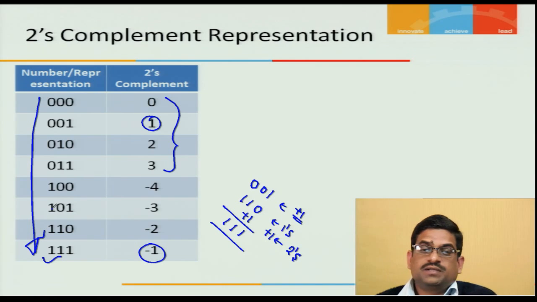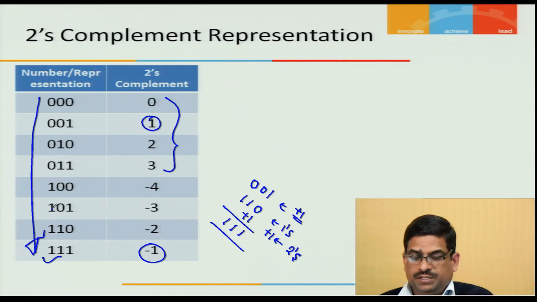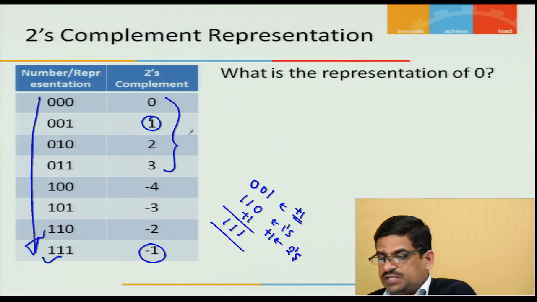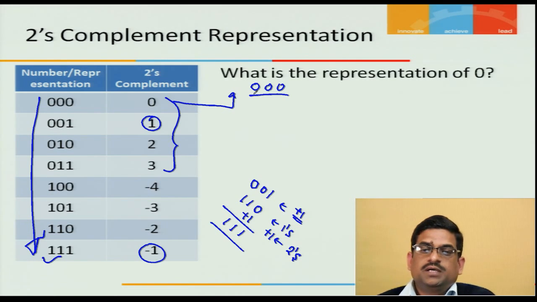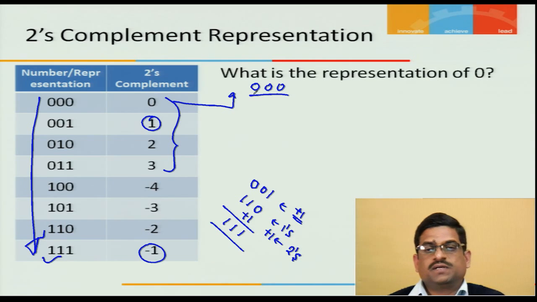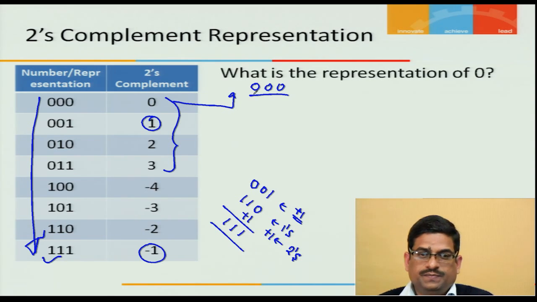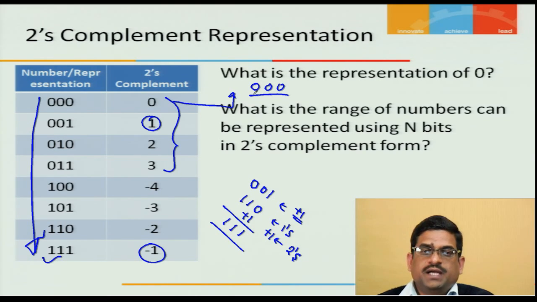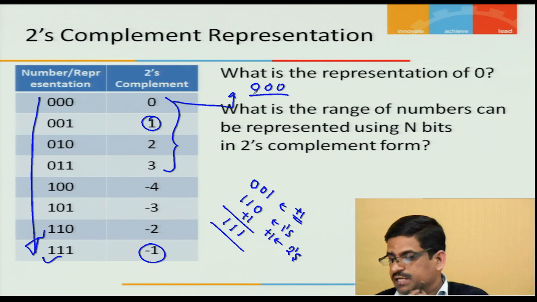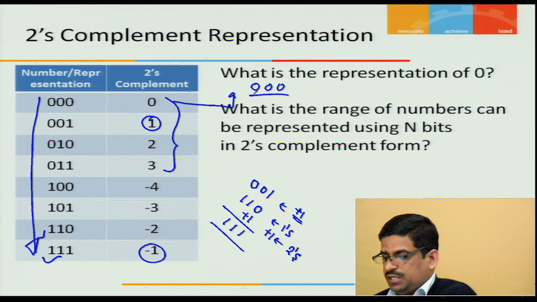Here one interesting thing you can observe is that there is only one representation for 0. The representation of 0 is only 0 0 0, and that's it. There is no notion of +0 and -0, which we have observed in the 1's complement as well as the sign magnitude representation. So, if you look at the range of numbers I can represent with n bits in 2's complement, the formula will change slightly due to this one representation of the 0.